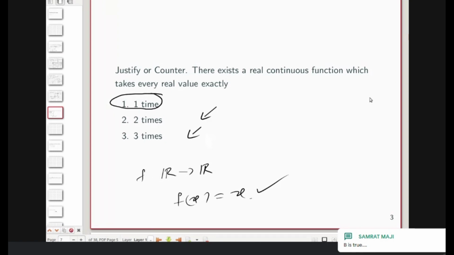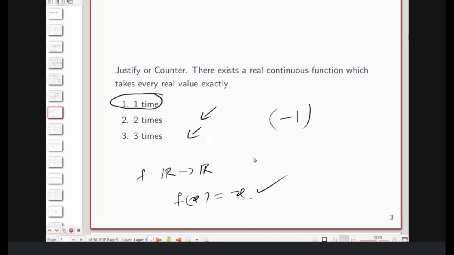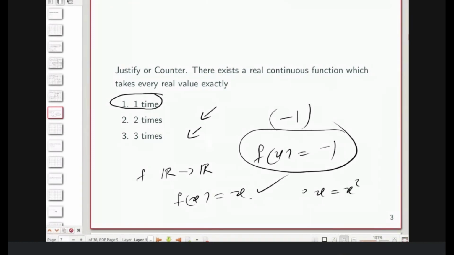Okay, so Samrat is saying that B is true and Sheetal says that f of x equals x square gives an example for 2. And Rari is also saying that 2 is true and Reshma is saying 2 is false. So there is a clash. Let me come to Sheetal's comment first. f of x equal to x square. You can already see that you don't have any value which takes -1, right? I can't have f of x equal to -1 anywhere if I'm taking f of x equal to x square. So it doesn't take every real value, you see. So 2 may be true, but g of x equal to x square cannot be an example for that. And Nimmi is saying that 3 is true.